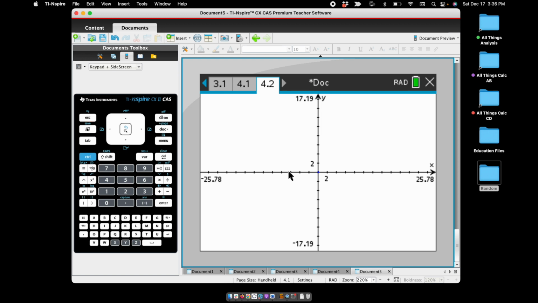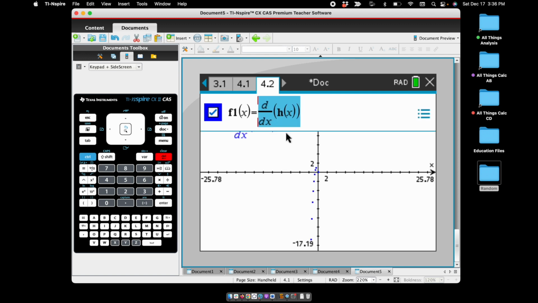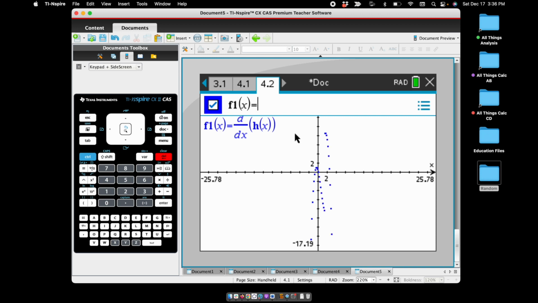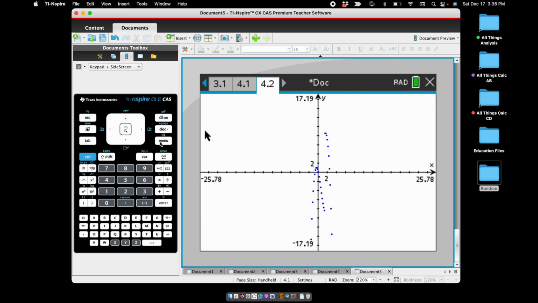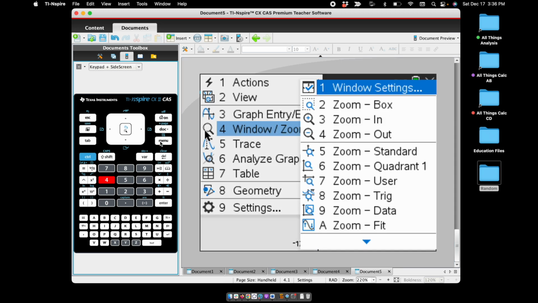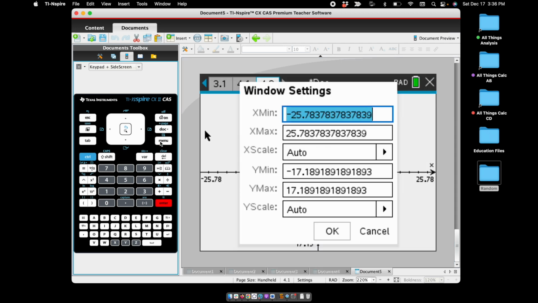Where are you? All right, I don't see it. Oh wait. Darn it. You know what I should have done? Should have changed the window. Let me do that. Let's change the window so that it only goes from 1 to 3.